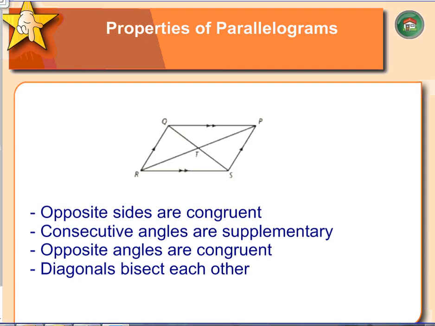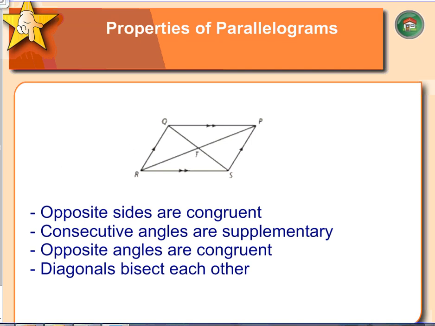So from here, we have some different properties of parallelograms. Starting out on the first one, the opposite sides are congruent, so like QR and PS are congruent. Consecutive angles are supplementary, so like angle R and angle S are going to create 180 degrees. Opposite angles are congruent, so like angle R and angle P would be congruent. And the diagonals bisect each other. They cut each other in half, so if RT was 5, then TP would also have to be 5.